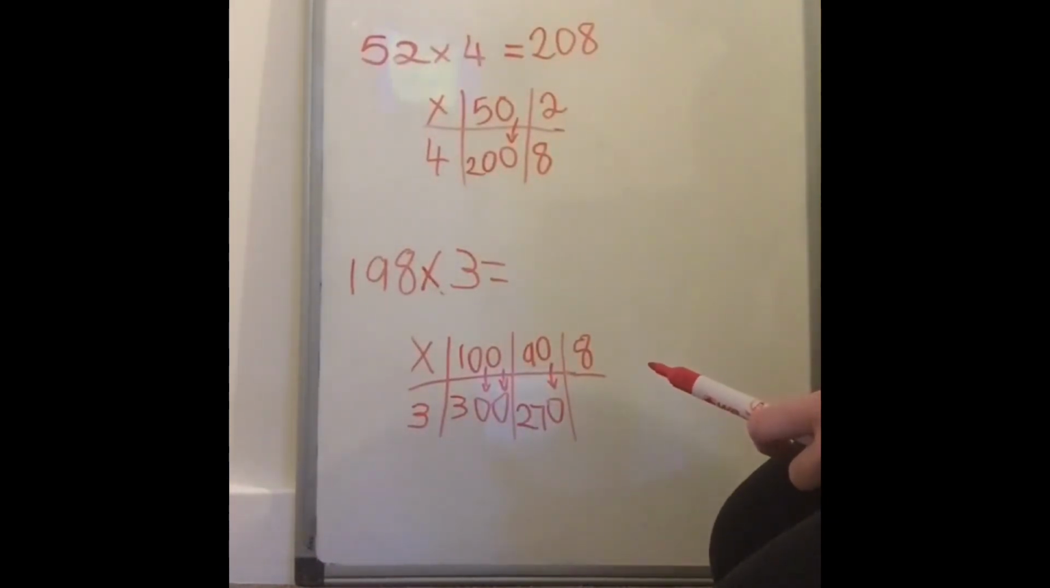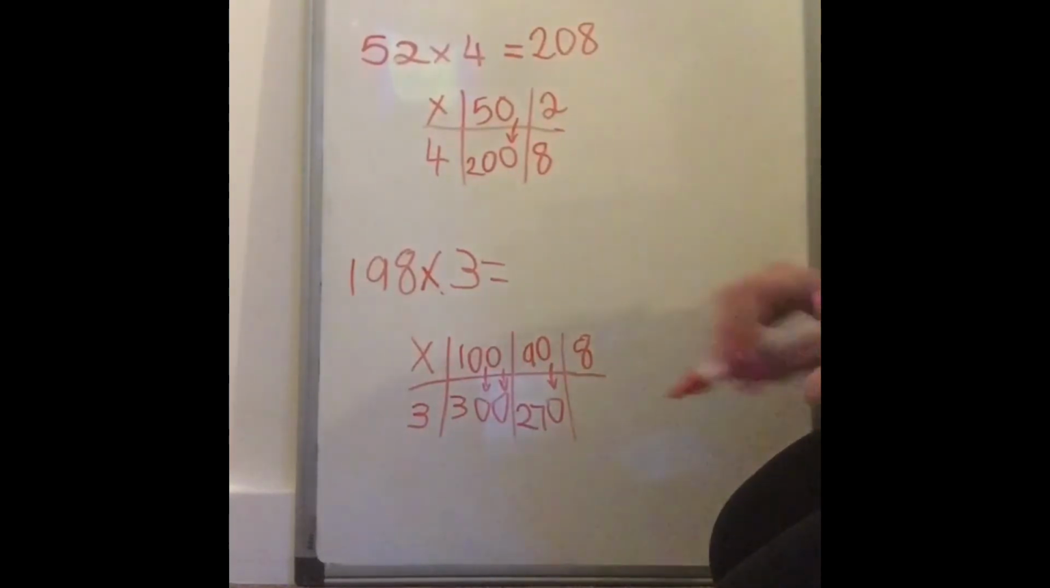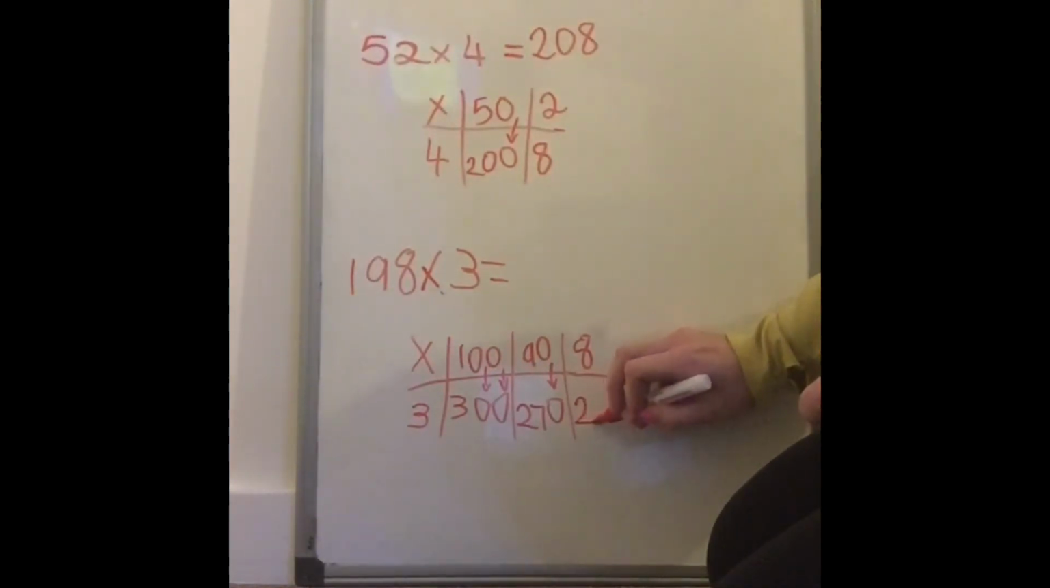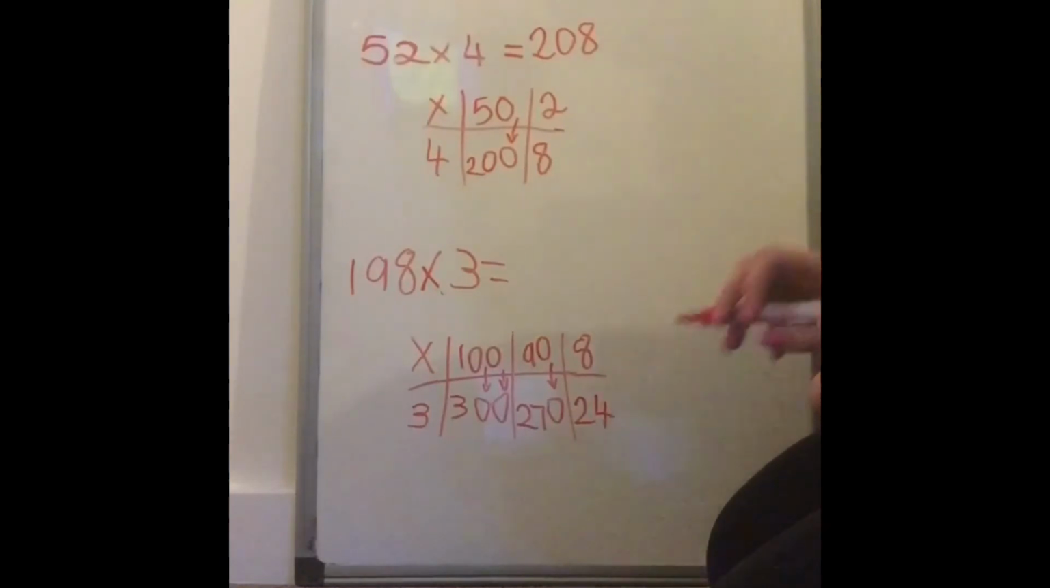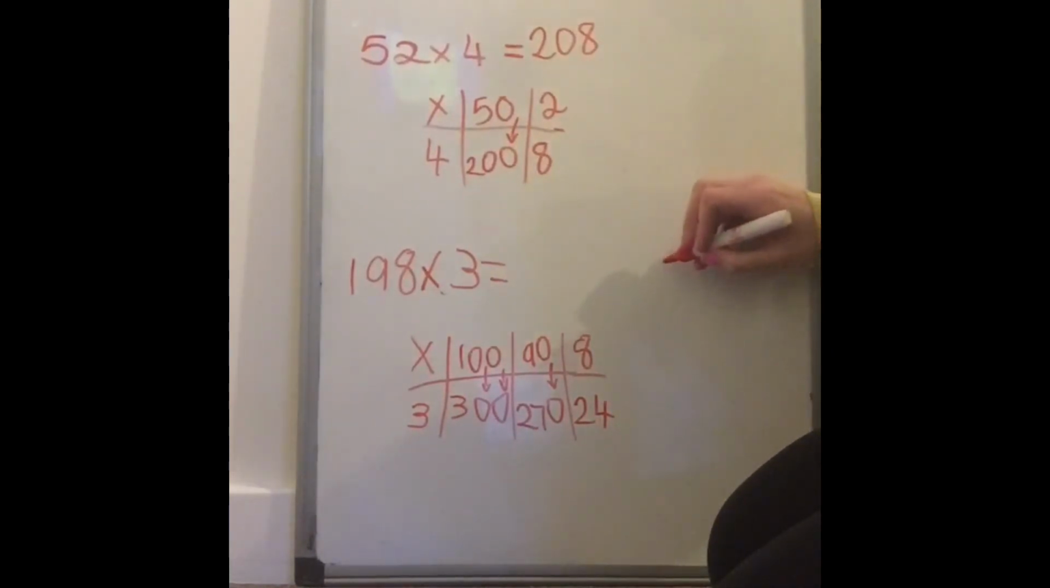And now we can do 3 times 8, which is 24. Now it's time to add it all together. I find that this is a bit of a trickier one, so I would probably use the column method. That would be my advice to you.